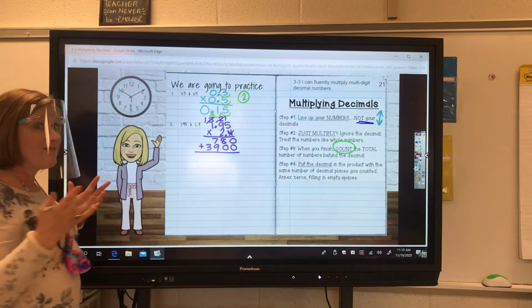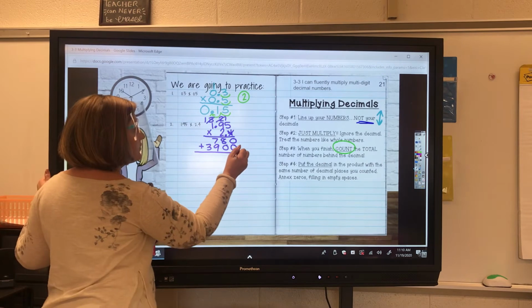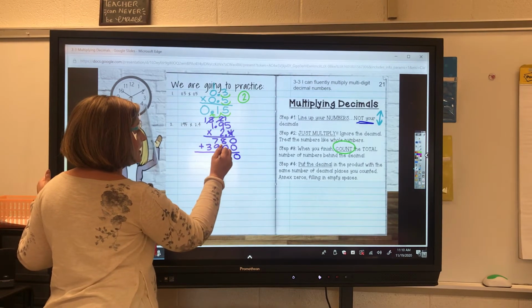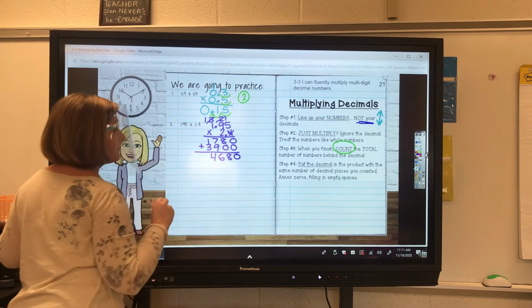So far, have I put a decimal up there? No. 0 plus 0 is 0. 8 plus 0 is 8. 7 plus 9 is 16. Carry my 1. 1 plus 3 is 4.